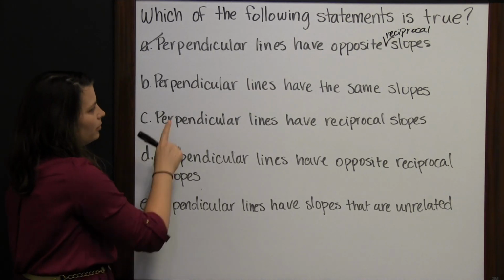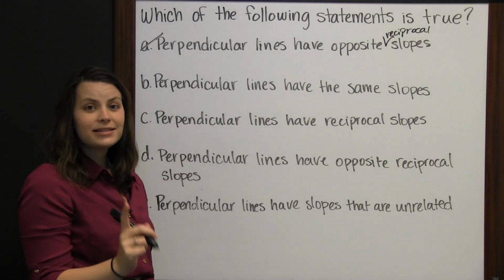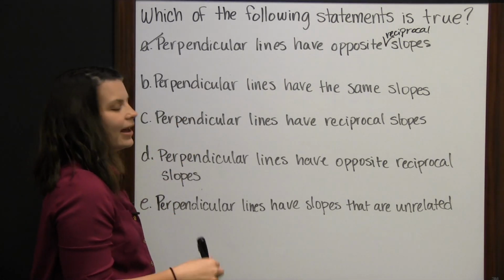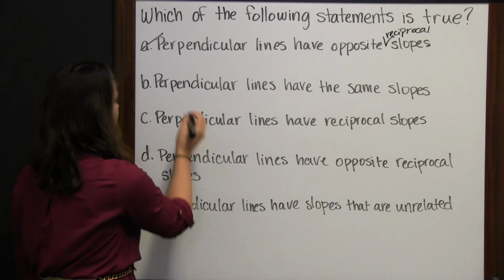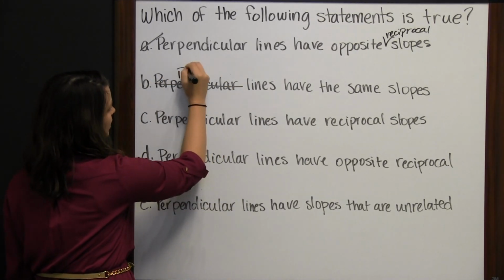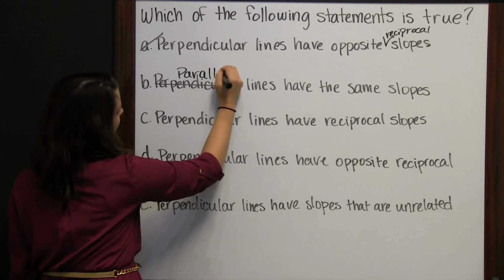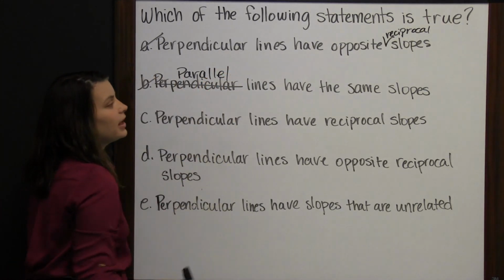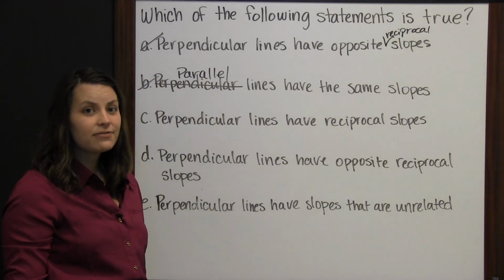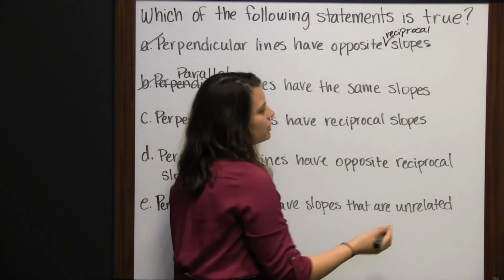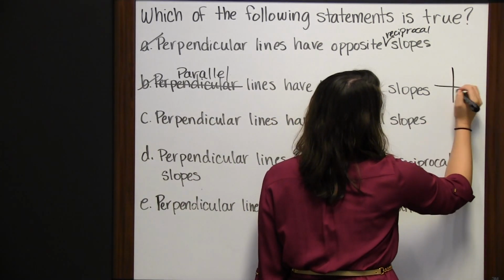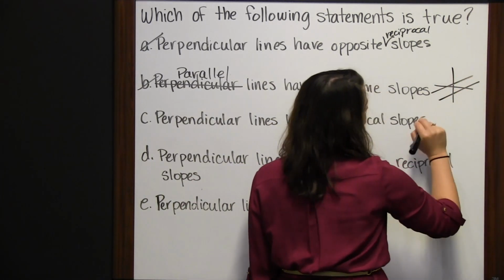B. Perpendicular lines have the same slopes. Again, not true. That would be parallel lines that have the same slope. Parallel lines are lines that never touch, never intersect. So their slopes would need to be the same so that they would never touch each other.